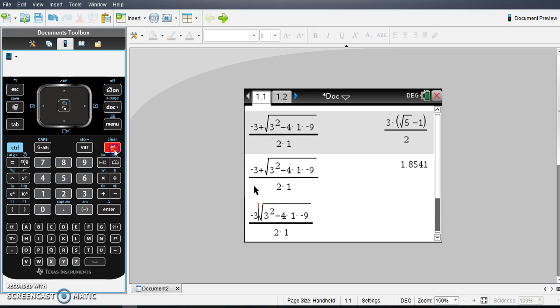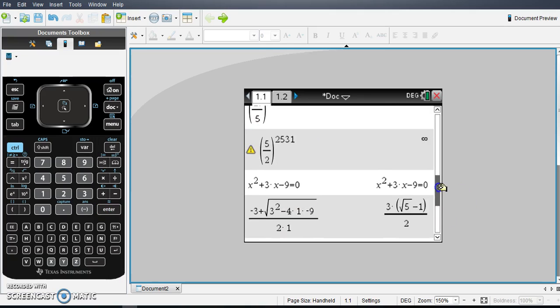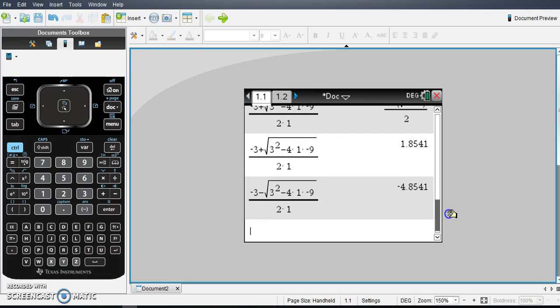and then I can delete out this plus, put in a minus, and then let's do Control Enter straight away to get the decimal approximation to find my second solution as -4.8541. So you can see that I can use this calculator to really quickly solve quadratic equations. And once you've had a little bit of practice, you'll be able to do it in no time at all.